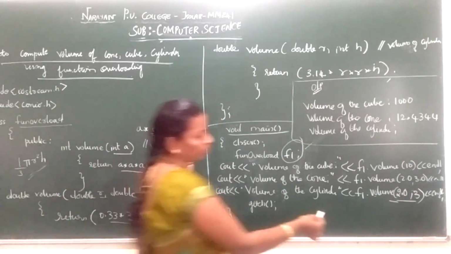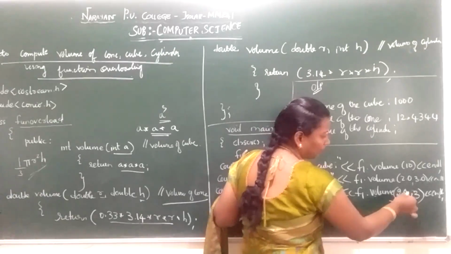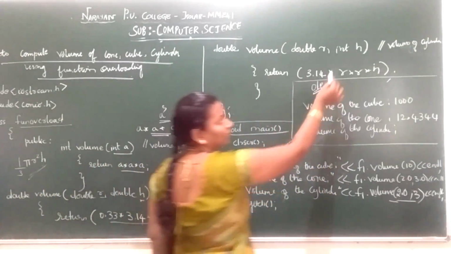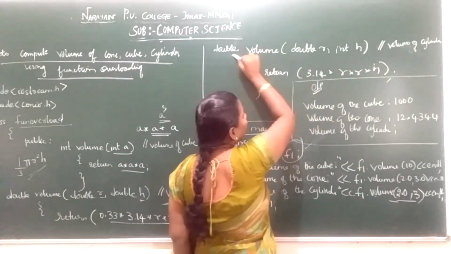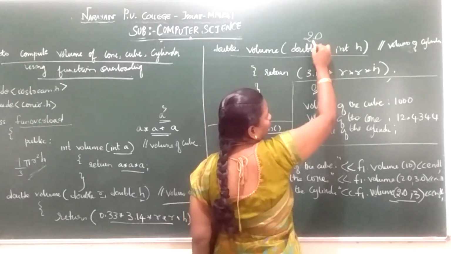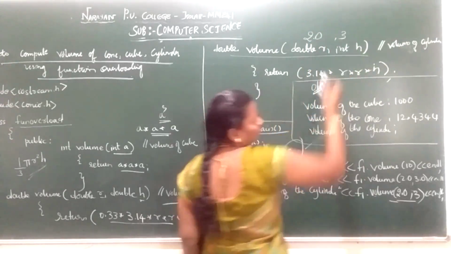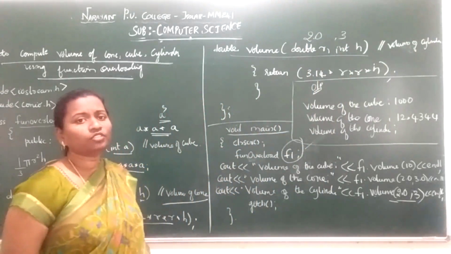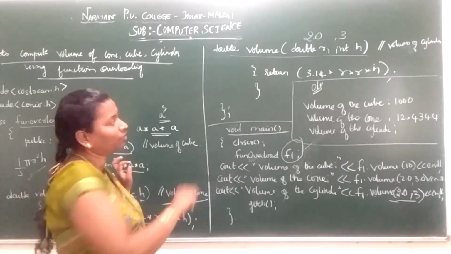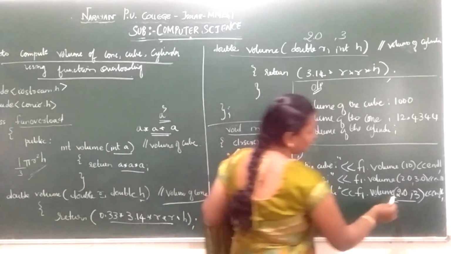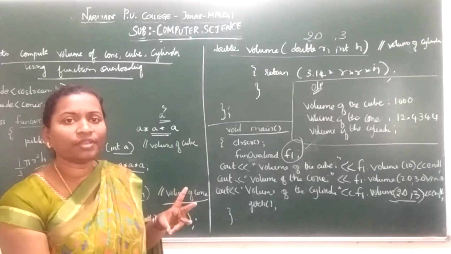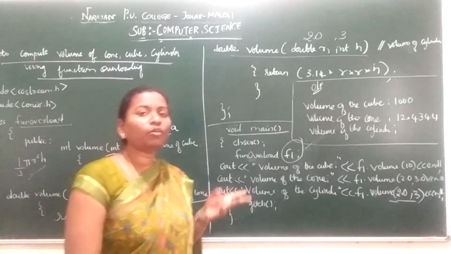But what type of values am I passing here? I am first passing the double value. In the next argument I am passing an integer. So which one will be called? This function will be called. Why? Because the first value is double, 2.0, and next I pass 3, an integer value. Based on the type of arguments, the function will be called. So how many arguments am I passing? Only 2 arguments.